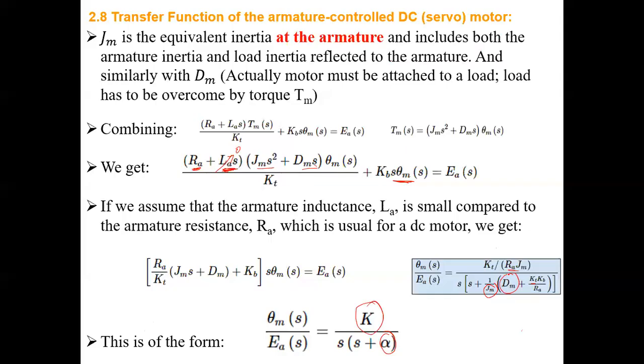Okay. These guys are done. JM and DM are done. Then what do you need to find out now? KT and KV, right? Now you need to find KT and KV. So how do you find KT and KV? We'll do this tomorrow, next time.